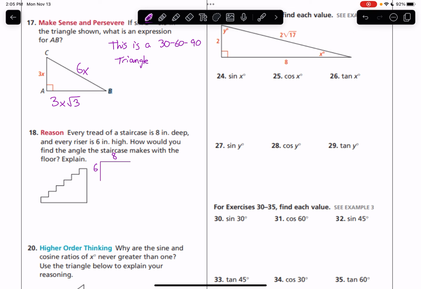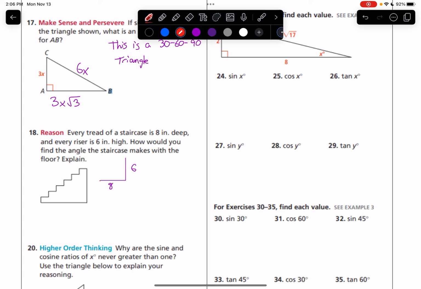I guess I've drawn this backwards. Let me draw a better step to use. It's easier in this case for us to think about the step from the floor and not just the step itself. So there's the floor and there's the angle. The step is 8 inches deep and 6 inches high. Let me do this in a different color. We want to find this angle right here. Maybe I can call it angle X.